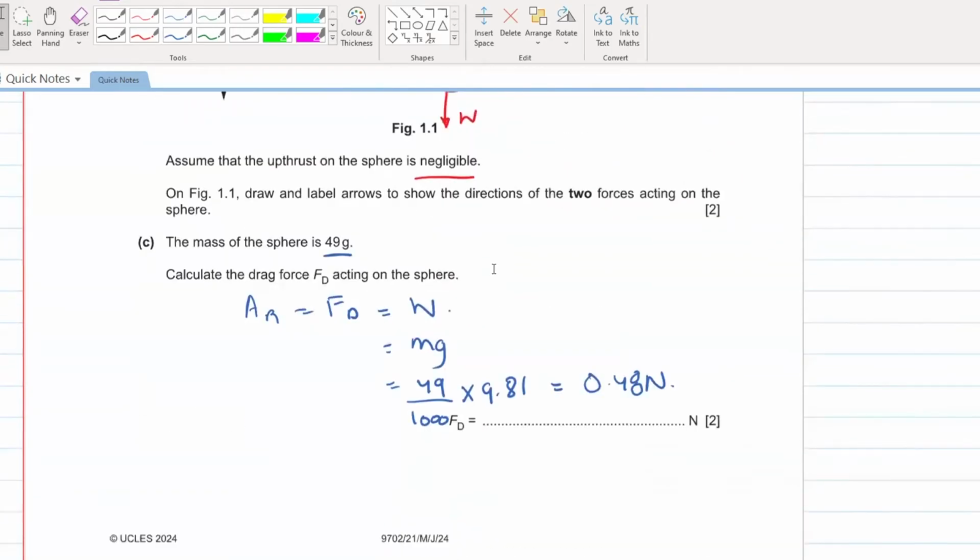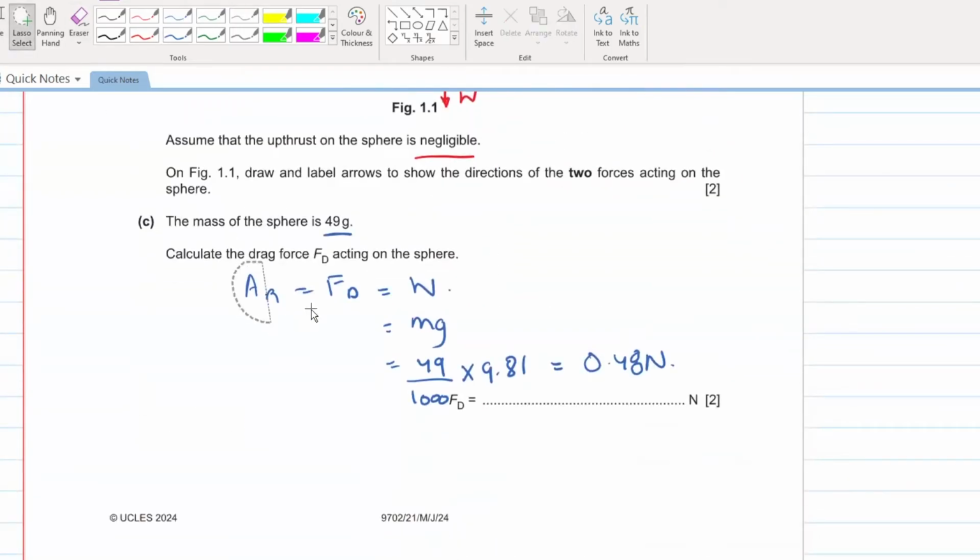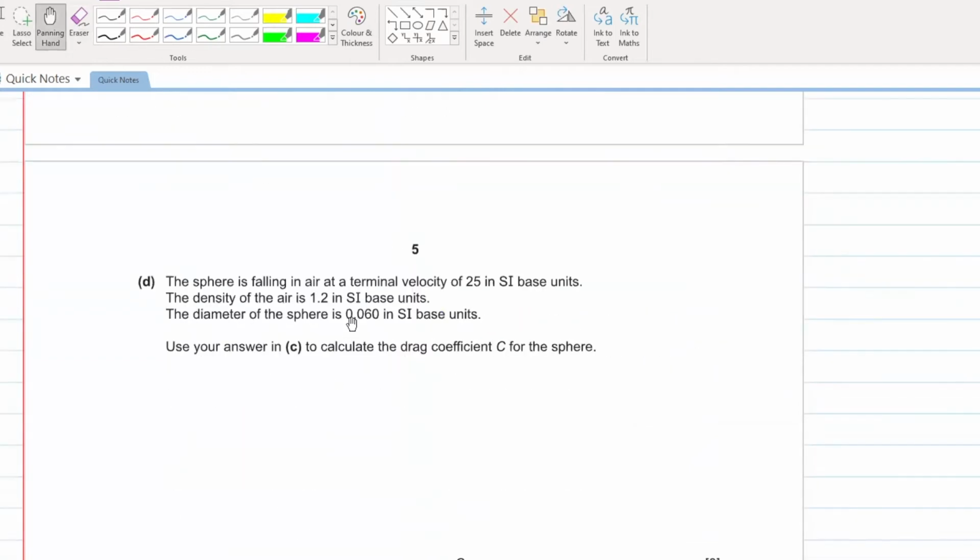And here as well, remove the air resistance symbol. Perfect. Let's further move ahead.